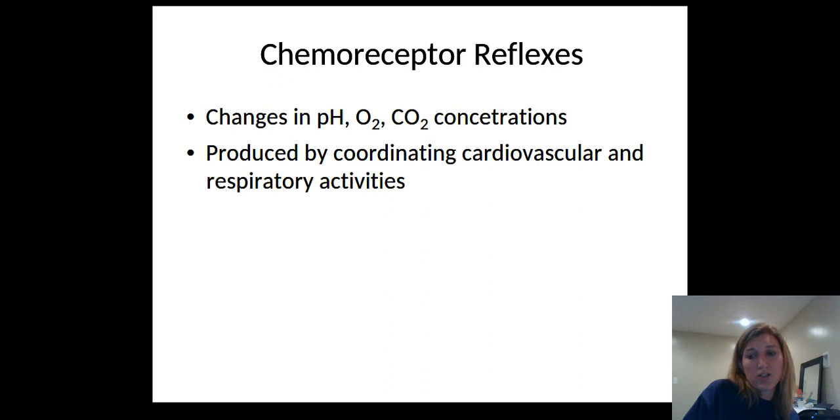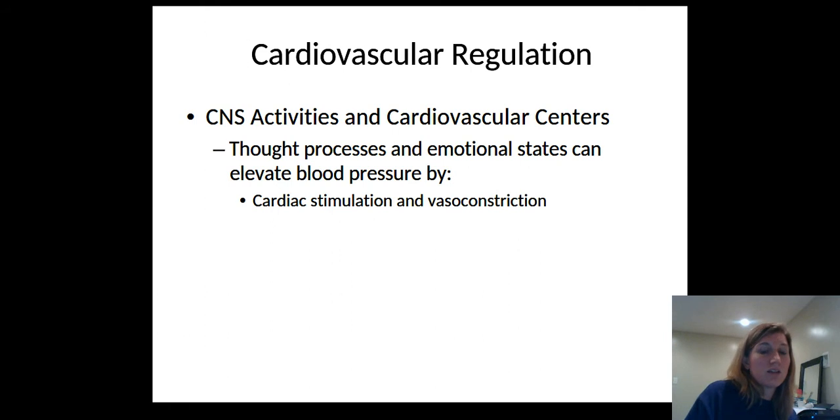Chemoreceptors are always going to respond to pH, O2, and CO2. Again, CO2 and pH are pretty much the same thing. We'll see that later, but it's going to coordinate cardiovascular and respiratory centers. The CNS and the cardiovascular centers are going to change the way your cardiac system pumps the blood as well as the vasoconstriction. So constricting or dilating and increasing or decreasing cardiac output.